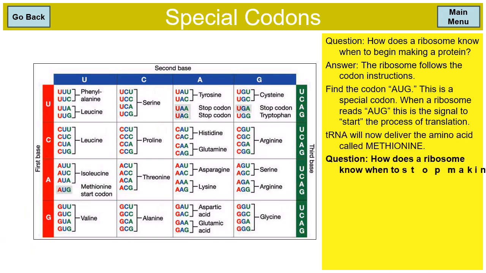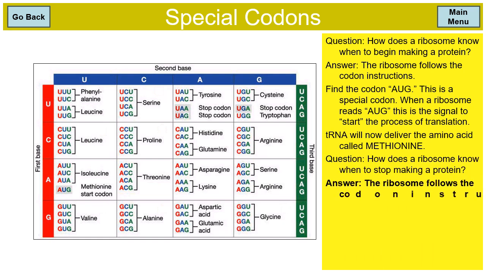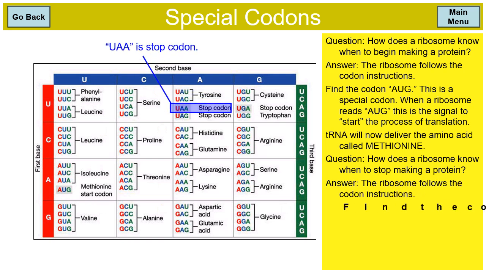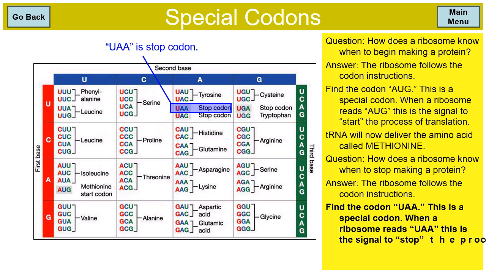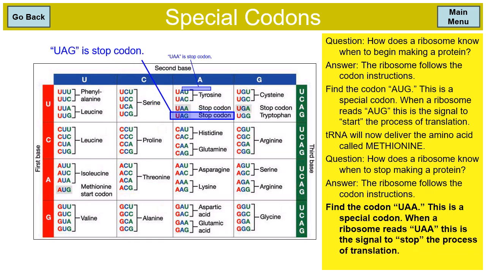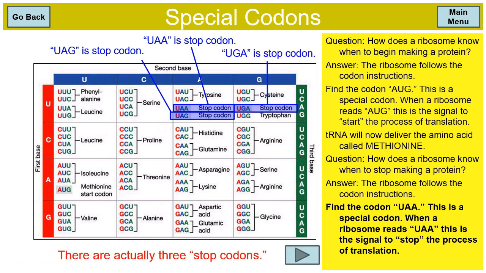How does the ribosome know when the process is finished? The ribosome follows the codon instructions. And there are instructions that tell the ribosome to stop the process of translation. In fact, there are actually 1, 2, and 3 codons that stop the process of translation.